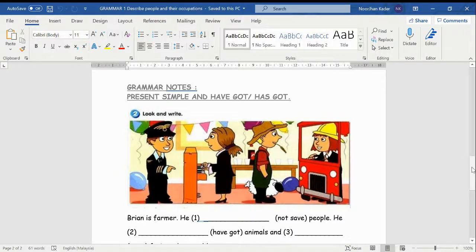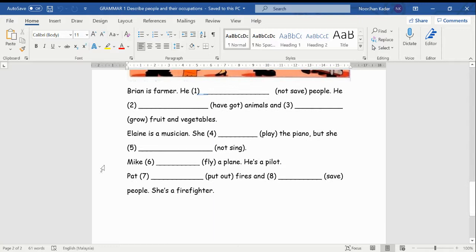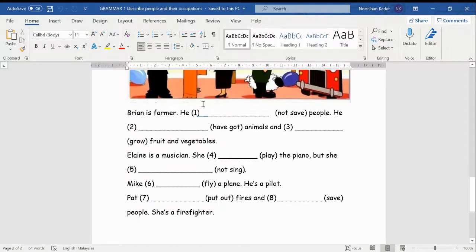But here it will be more of a guided writing because we will be using grammar notes, present simple tense, and also possessive pronouns, have got and has got. It is guided because in this brief description, you can see there are blanks. How many blanks are there? 1, 2, 3, 4, 5, 6, 7, 8. There are 8 blanks.